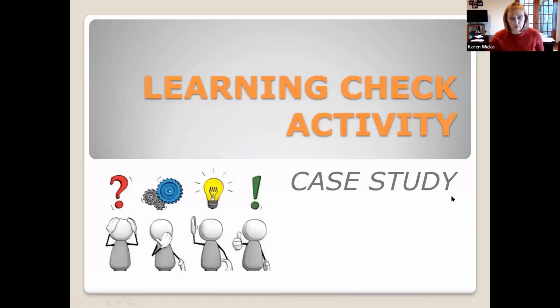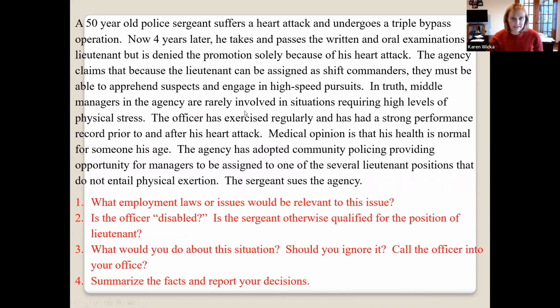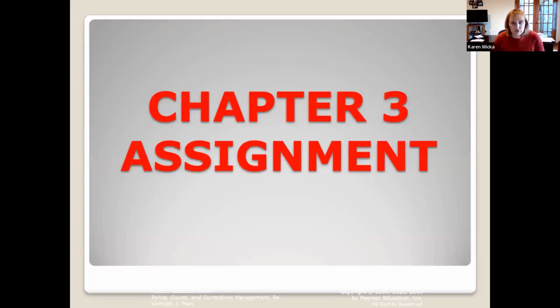Okay? So to take all this knowledge and put it together, I have this learning check. So here's a little case study, okay? If you read through it, you could answer some of the questions. What kind of employment laws or issues would be relevant? Is the officer disabled? Is the sergeant otherwise qualified for the position, even if they are disabled? What would you do? And summarize what you think. Okay, so you can read through it and look through your notes and it will spark some issues. So if you feel comfortable with that, then you can move on to do the chapter 3 assignment, because it's going to be something similar.